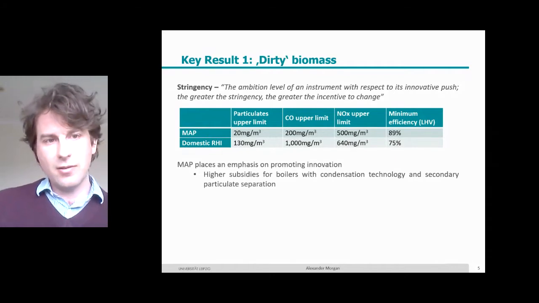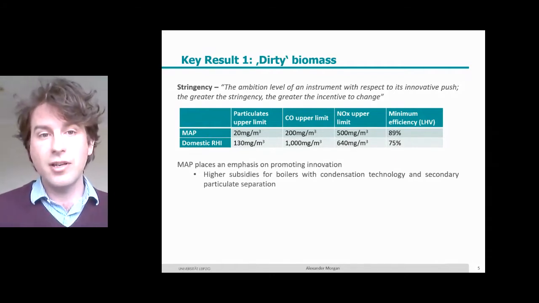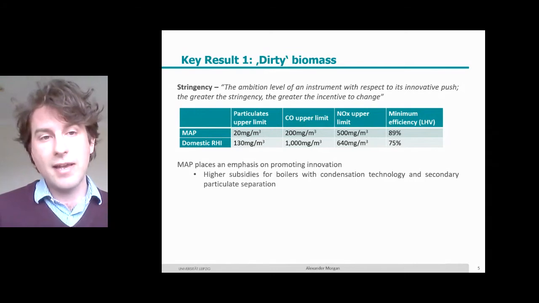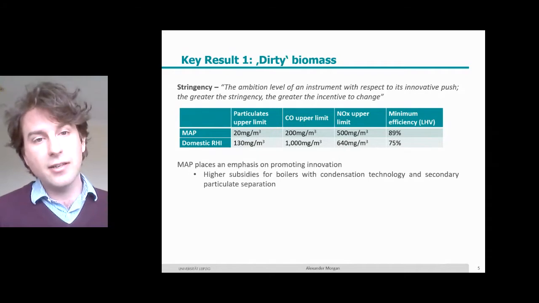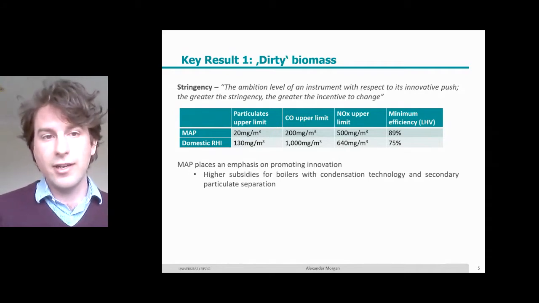And in addition, the market incentive program did also place an explicit emphasis on promoting innovation. So the scheme has provided higher subsidies for boilers with condensation technology and also secondary particulate separation, which reduces emission levels even further.